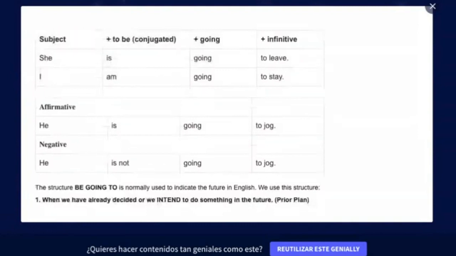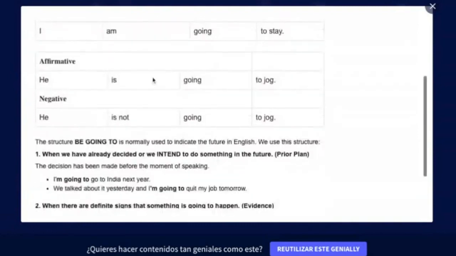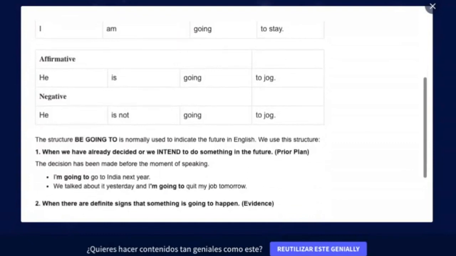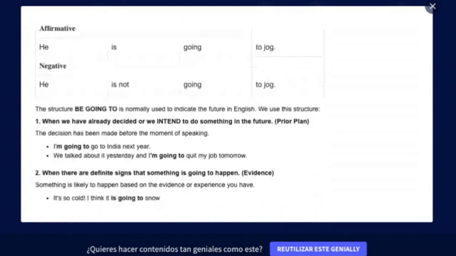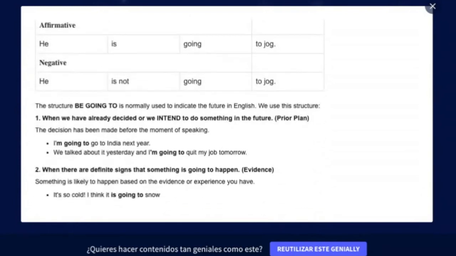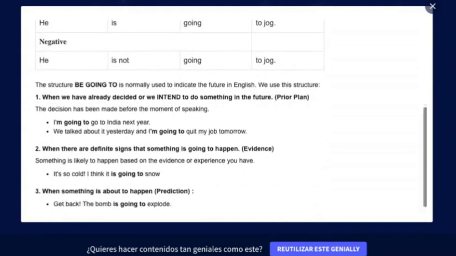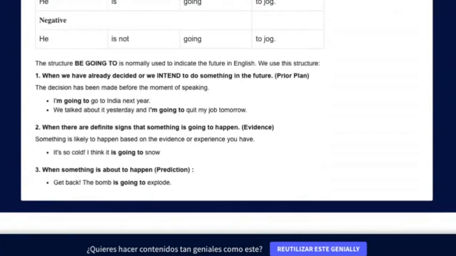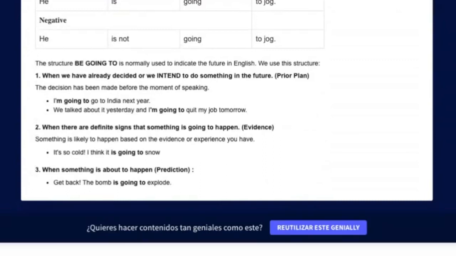Okay? The affirmative form is what we already learned, and the negative form is almost the same. The only difference is that the verb to be has the negative particle not. He is not going to jog, for example. The structure be going to is normally used to indicate the future in English. We use this structure when we have already decided or we intended to do something in the future, a prior plan, a plan to the future. When there are definite signs that something is going to happen based on a prediction based on evidence, and when something is about to happen, a prediction.